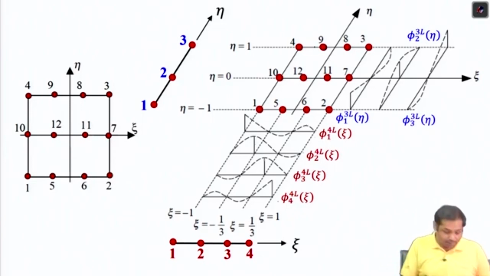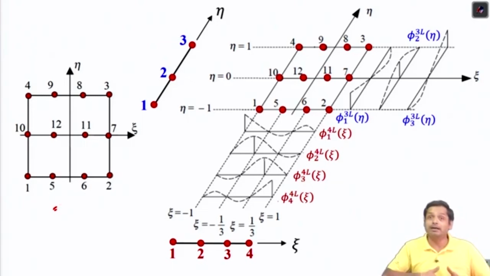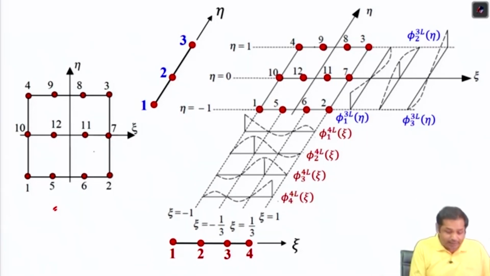Suppose this is the element we have. Now, once we have this general approach, not necessarily do we have to have the same number of nodes in xi direction and eta direction. For instance, in this element, in xi direction we have 4 nodes, and in eta direction we have 3 nodes. So in xi direction we will take a 4-noded line element, and in eta direction we will take a 3-noded line element, and then we will take the product.